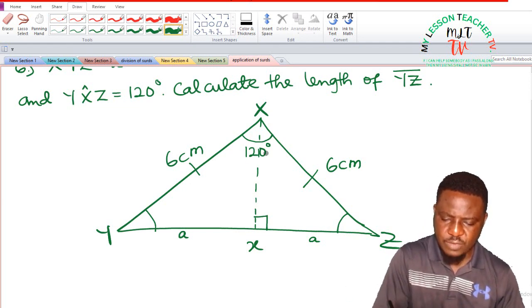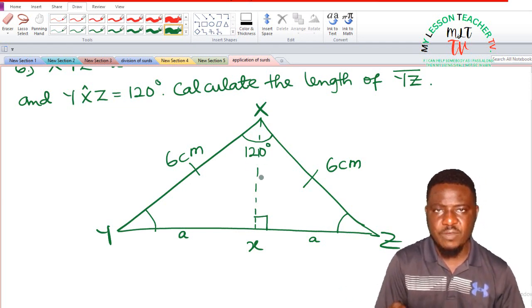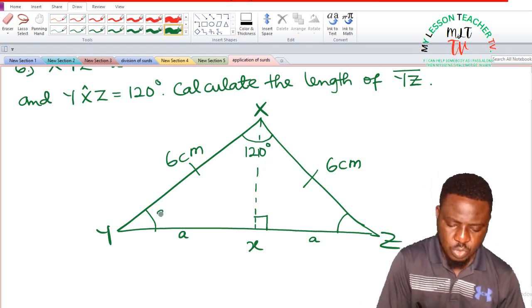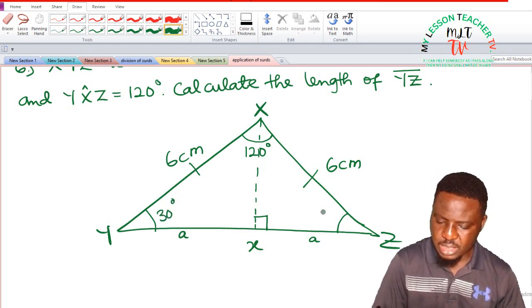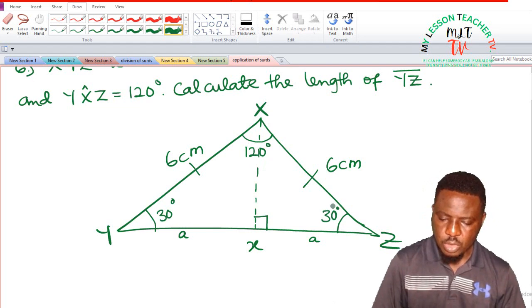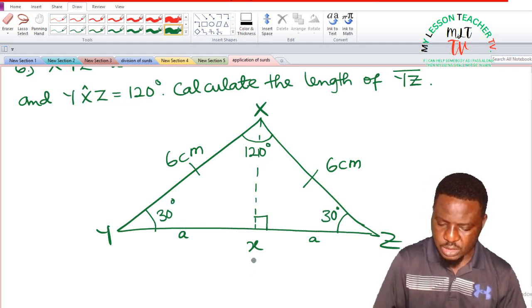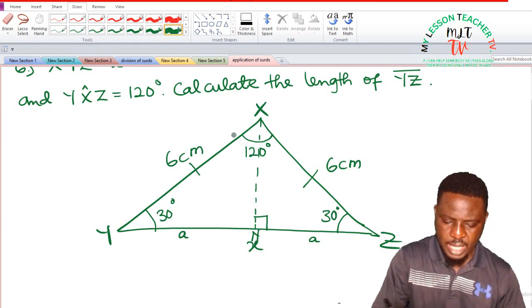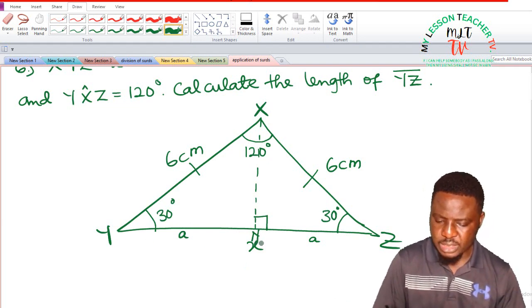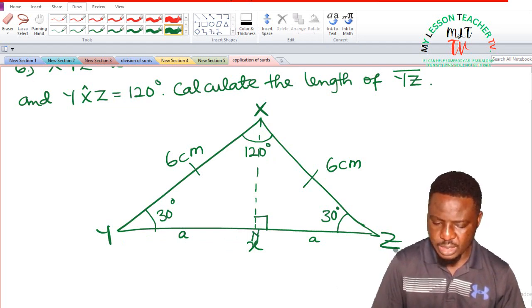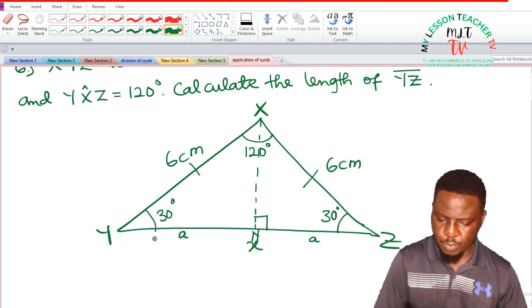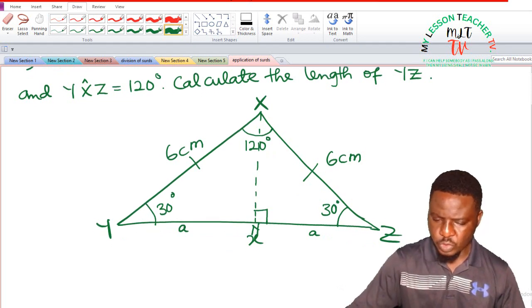Now when you subtract 120 from 180, it gives you 60. It therefore means that this is equal to 30 degrees and this side is equal to 30 degrees. So if you look at it, if I call this N, you agree with me that triangle XYN is equal to triangle XNZ, because they are both similar.